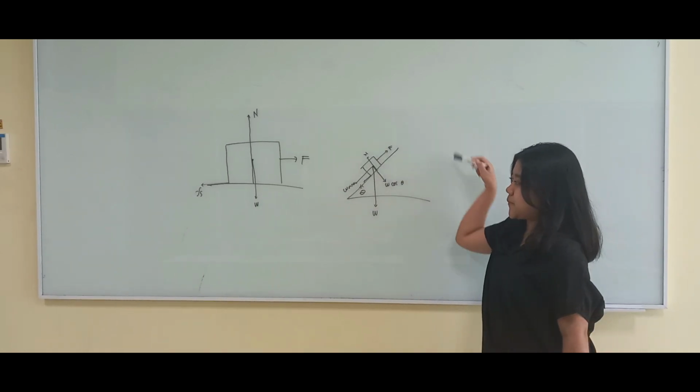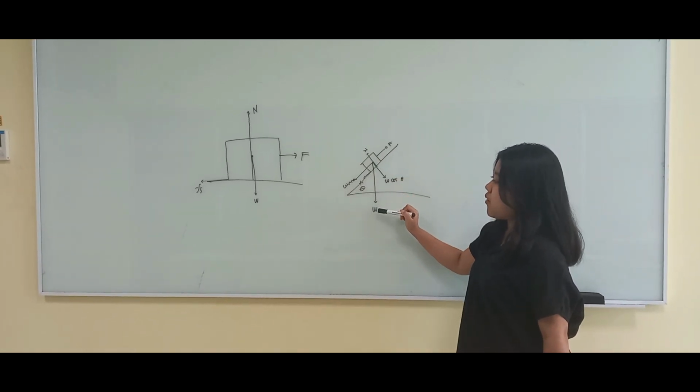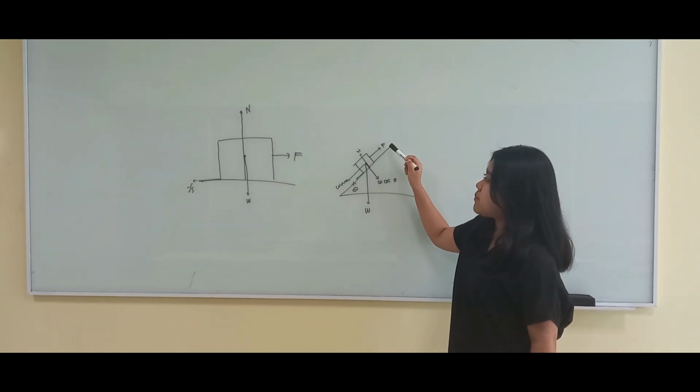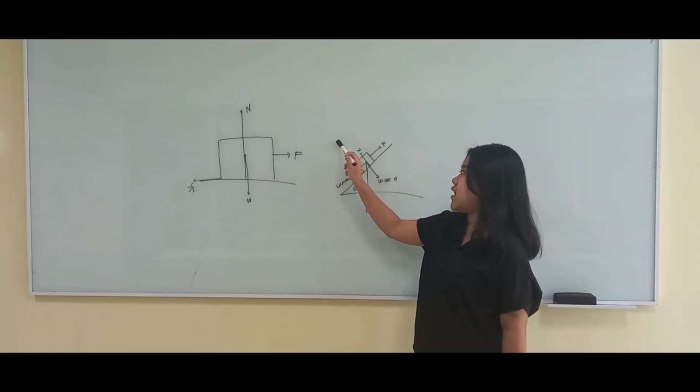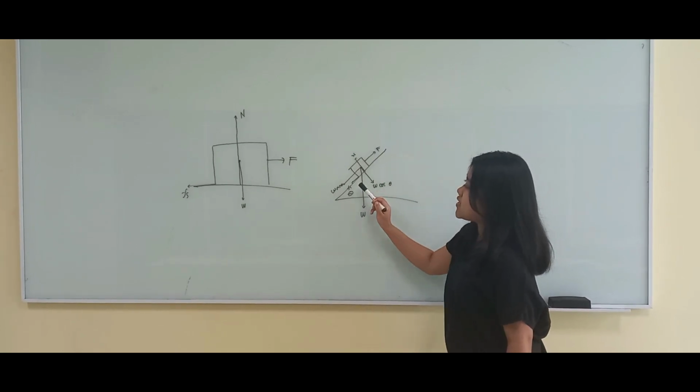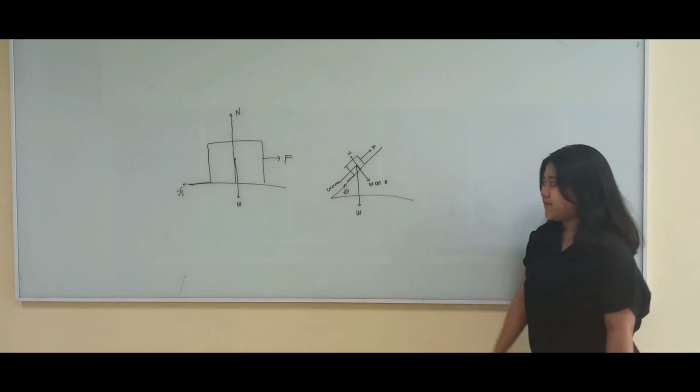This is the same as on an inclined plane. The gravity force is always downwards, then the normal force is perpendicular to the surface of the plane. If the external force is upward to the right, then the friction force is downward to the left.